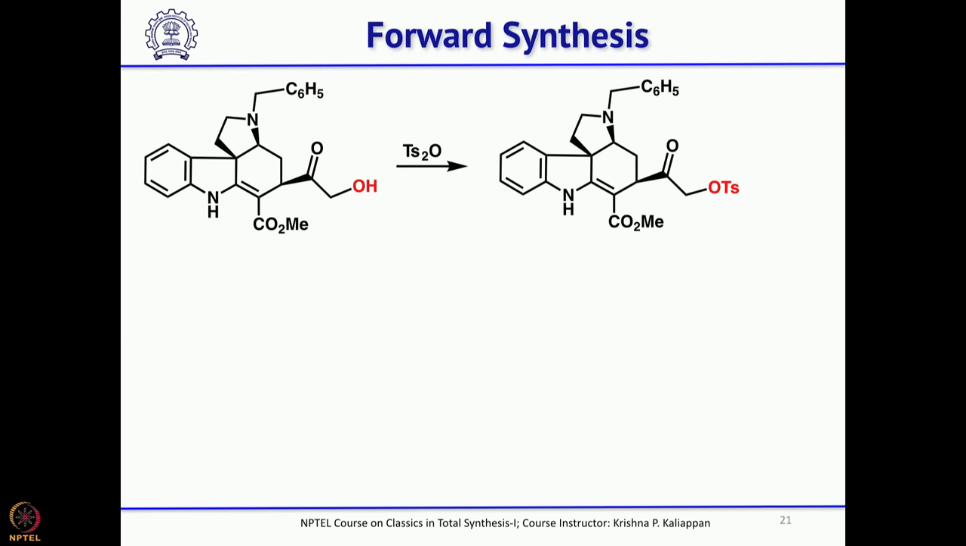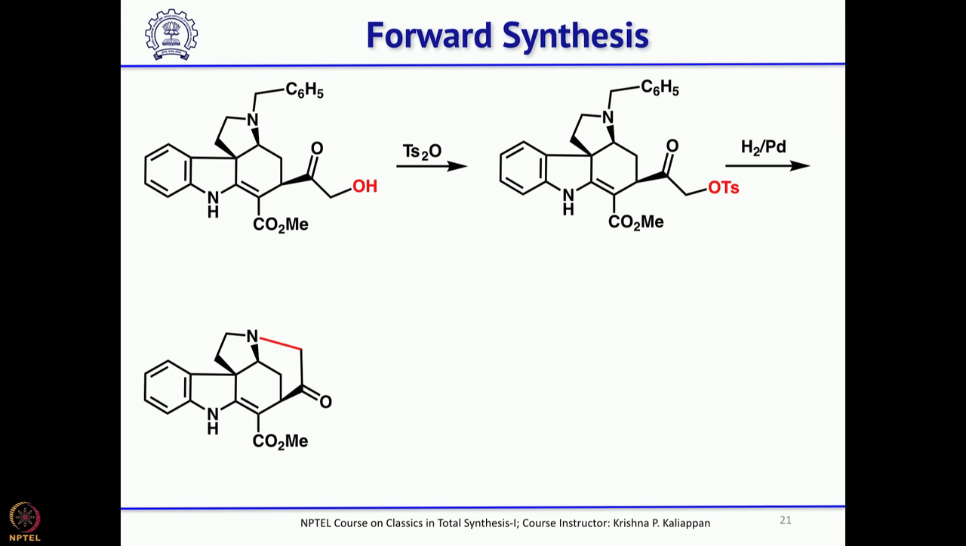Once you have the CH2OH, convert that into tosylate. Now if you remove this benzyl group, automatically it will undergo an SN2 reaction, and then this tosylate will go and you will get this 6-membered ring. Okay. So now you have made the pentacyclic core structure of strychnine.